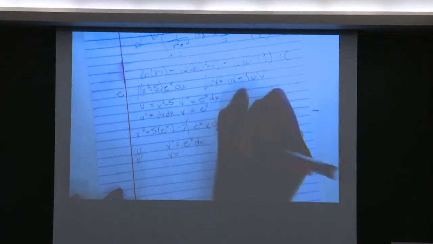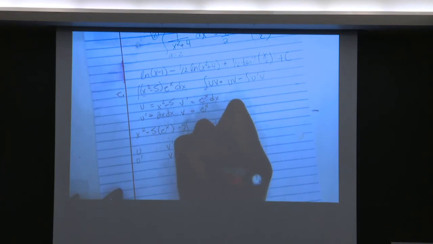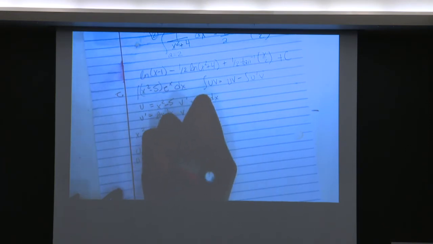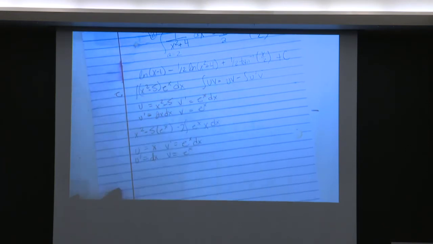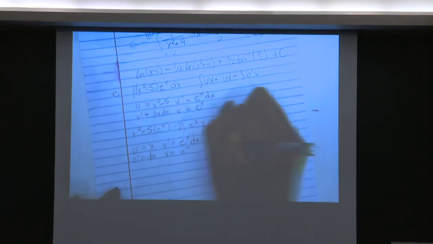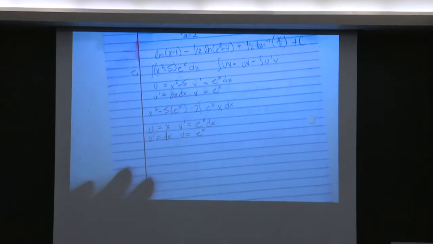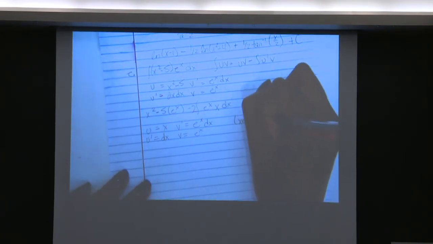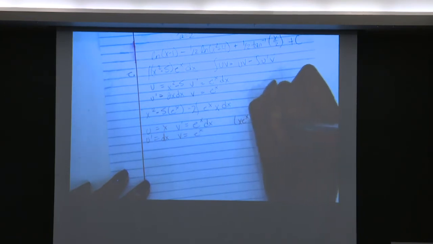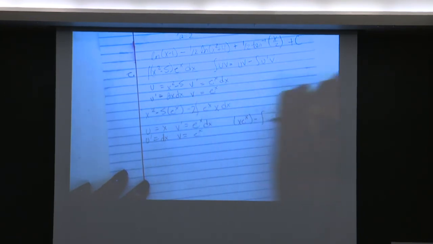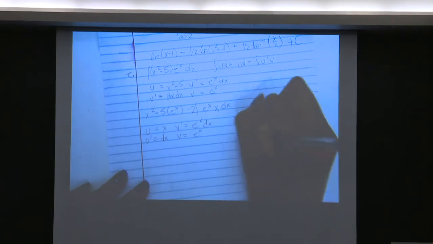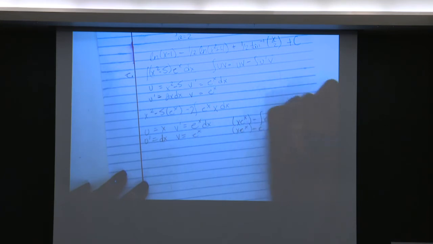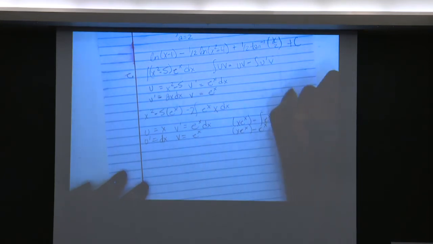So e^x dx gives me e^x, and that just gives me dx. So now I have x times e to the x minus the integral of e^x dx. So now this function is minus e^x plus C.